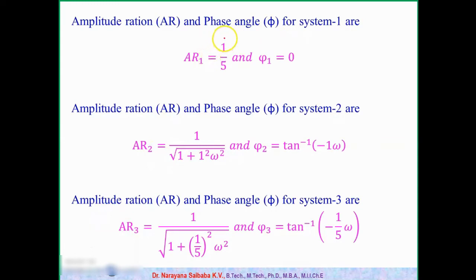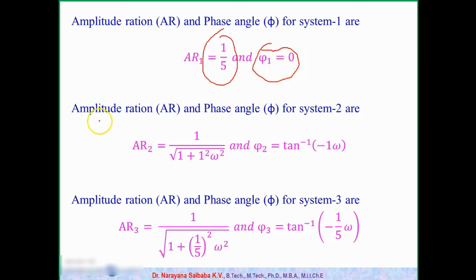We got 1 by 5 as the first system. If you have 1 by 5, it is nothing but a proportional controller. For a proportional controller, we know that AR equals Kc only. So AR for this will become 1 by 5 only, whereas the phi value will become 0. For any real number, you can use these formulas: the amplitude ratio is equal to the given real number, and the phi value is 0. In this way you will get it.